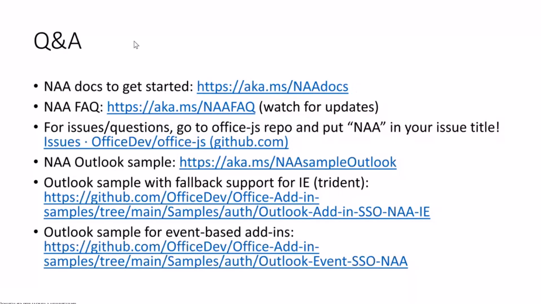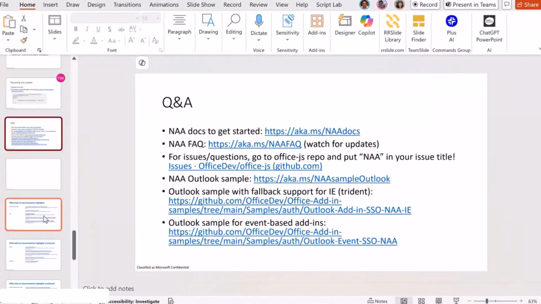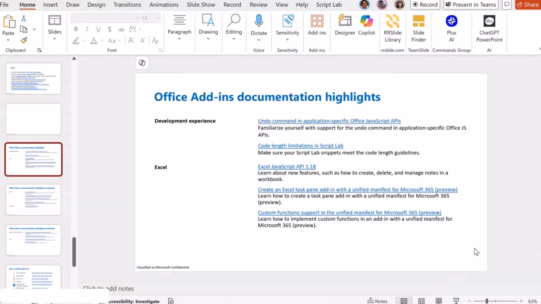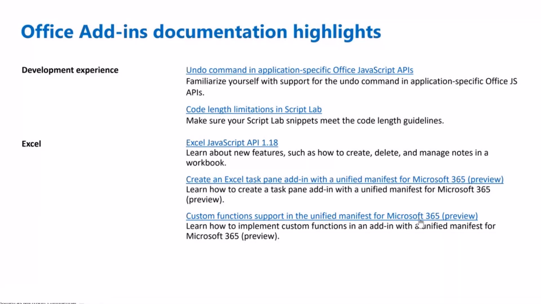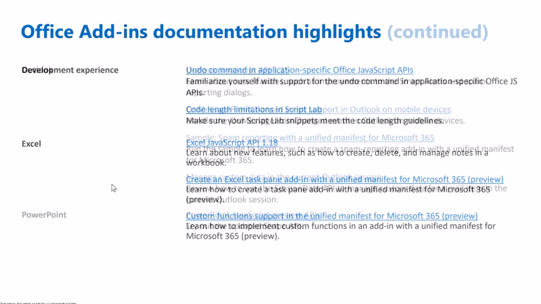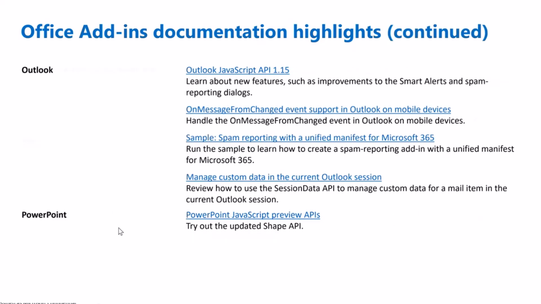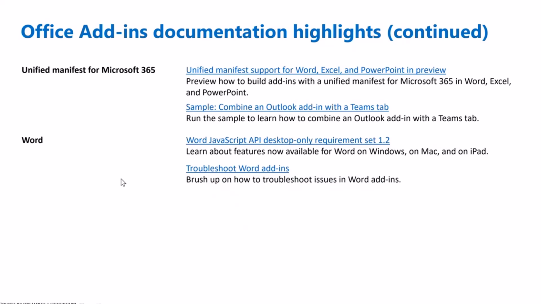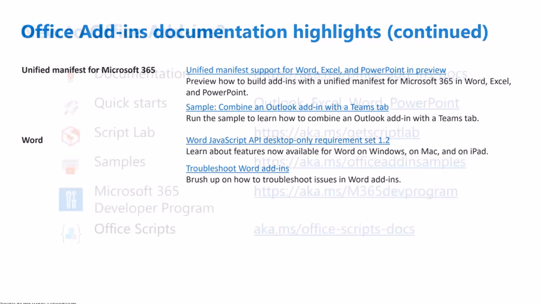Thanks. We have the last 5 minutes, so I'll go ahead and share the ending part of the community call in case someone is looking at the recording. We have the documentation update highlights for this month. We have the development experience, Excel, Outlook and PowerPoint, as well as the Unified manifest for Microsoft 365, and also Word. All those documentation updates, I will also paste into the chat channel later, so that you can take a look at the key updates of our documentation.